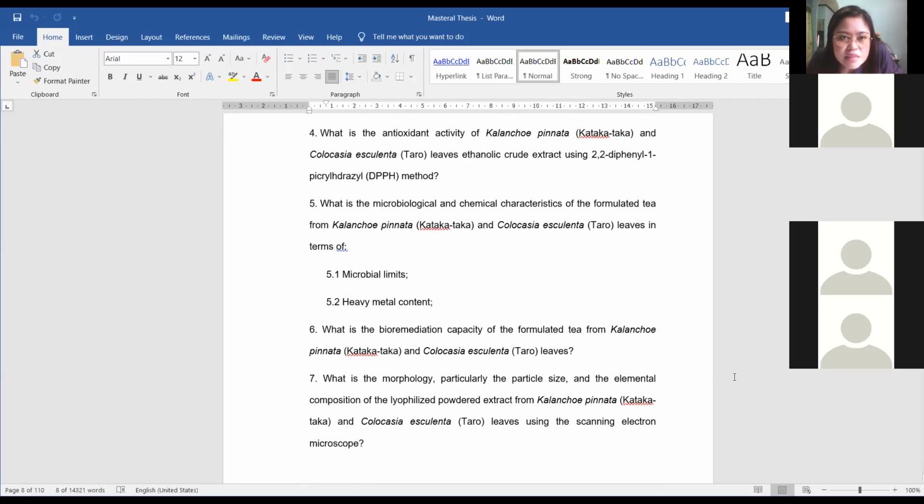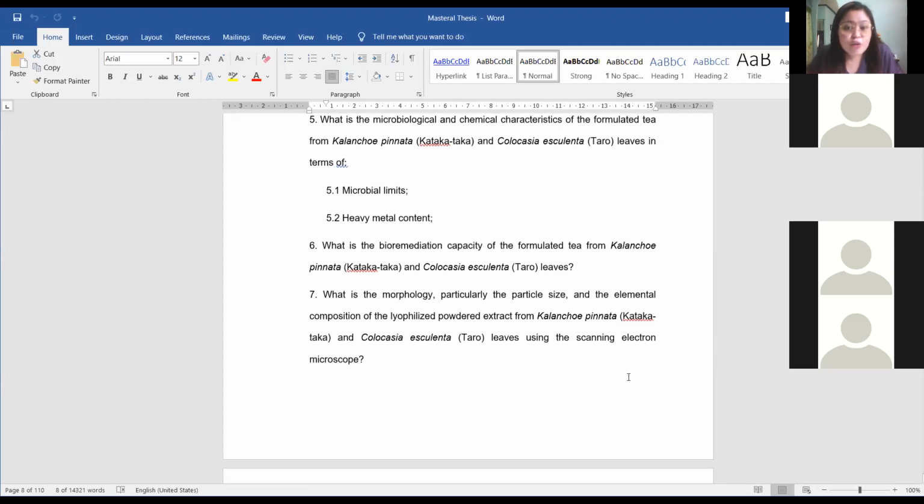Then, since I formulated a tea, I also established the microbial limit and the heavy metal content of my plant. Remember, if there is a lot of heavy metal, then my plant will be toxic. And also the microbial limit, because there are certain bacteria that should not be seen in our pharmaceutical preparation.